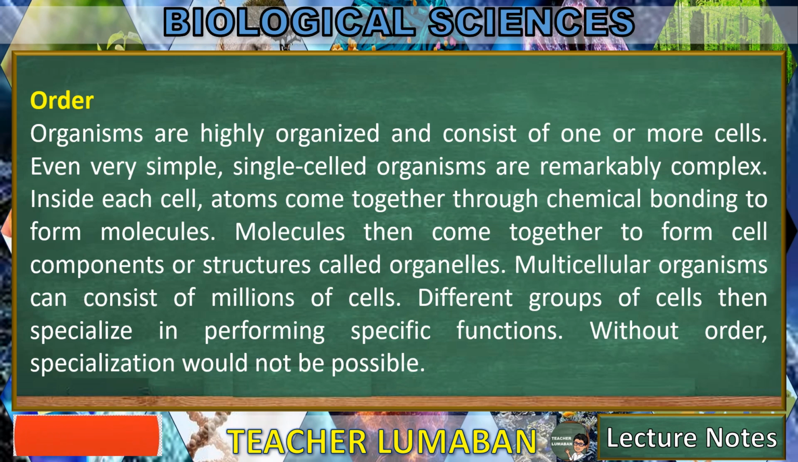Multicellular organisms can consist of millions of cells. Different groups of cells then specialize in performing specific functions. Without order, specialization would not be possible.